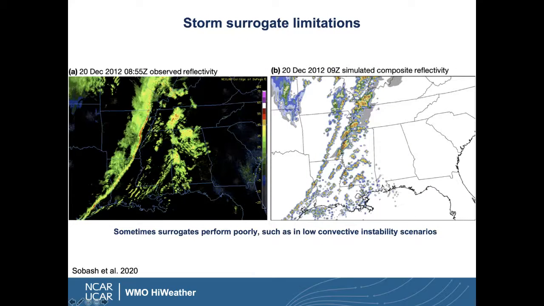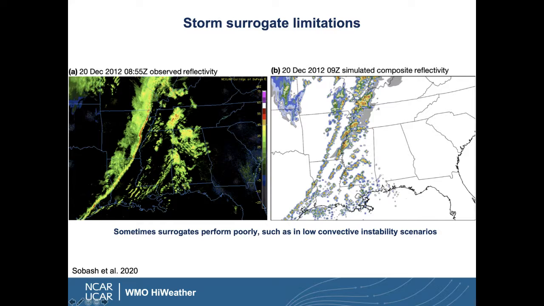So those surrogates work pretty well in storm environments that the model knows how to do well, and those are storm environments that have relatively large convective instability. As we get into wintertime events that have generally lower convective instability, those storm surrogates tend not to do as well because the updraft speeds tend to be a lot smaller, and we don't see that strong updraft helicity signal. And so this is an example from a winter storm.